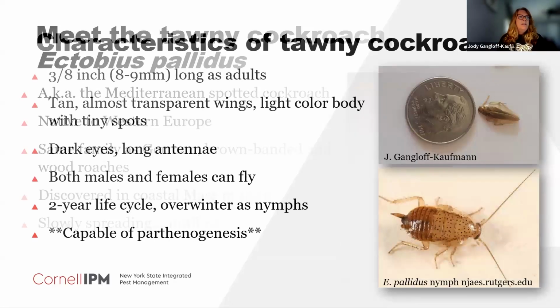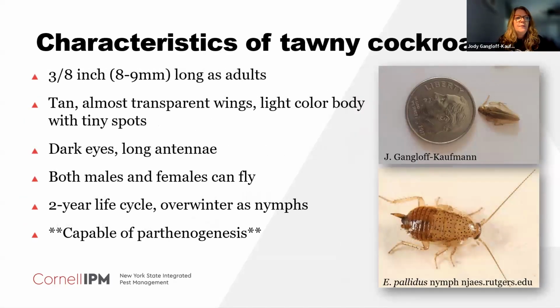We don't know. Some characteristics of this little roach: they're only 3/8 of an inch long, and they have tan, almost transparent wings. There's a heart shape on the top of the wings, which is really cute and makes it easy to distinguish from other roaches. They have little spots on their bodies, but the spots vary. They have dark eyes, long antennae, the typical cerci of a cockroach. Both males and females can fly, although males have longer wings. They have about a 2-year life cycle and seem to overwinter as nymphs, but I'm not sure we know that concrete information because I've found adults in the winter.